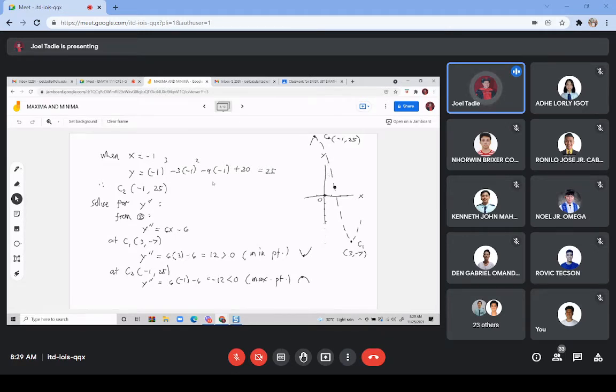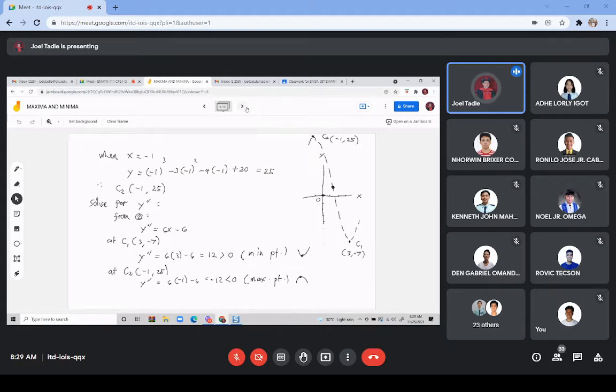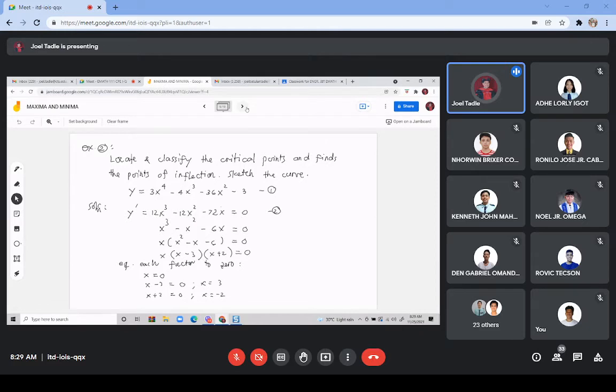Okay? Any question? Wala. So, arita sa next example. Locate and classify the critical points and find the points of inflection. Then sketch the curve. So, dire puna na guys og point of inflection.